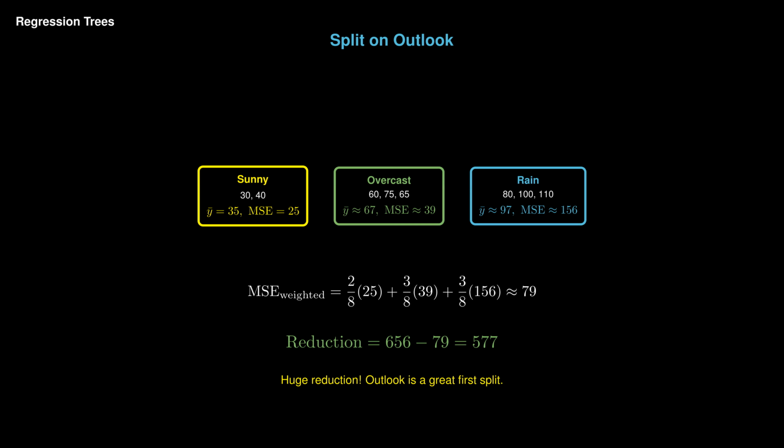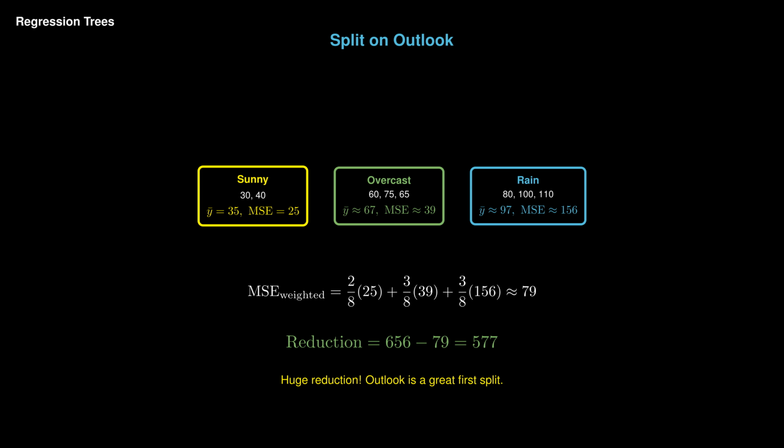The weighted child MSE is 2 over 8 times 25, plus 3 over 8 times 39, plus 3 over 8 times 156. That's about 79. MSE reduction is 656 minus 79. That's 577. A huge reduction. Outlook is a great first split.